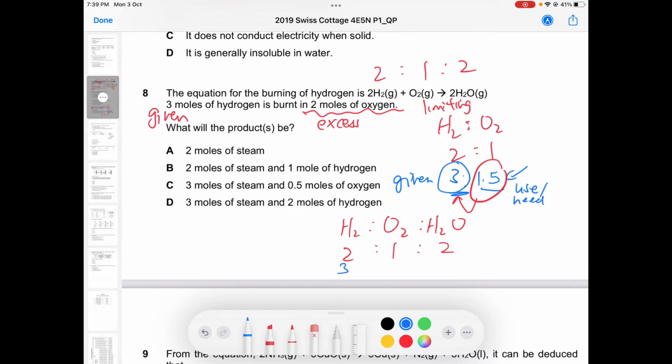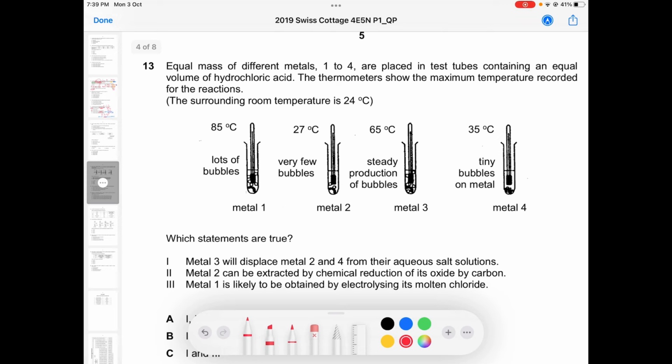If I'm given 3 units of hydrogen, I will only need 1.5. And from this, I'll produce 3 moles of steam. Therefore, answer cannot be A and B. Since I only need 1.5, I'm given 2, I will have this leftover excess. So that's why answer is C. Alright, next one, question 13.